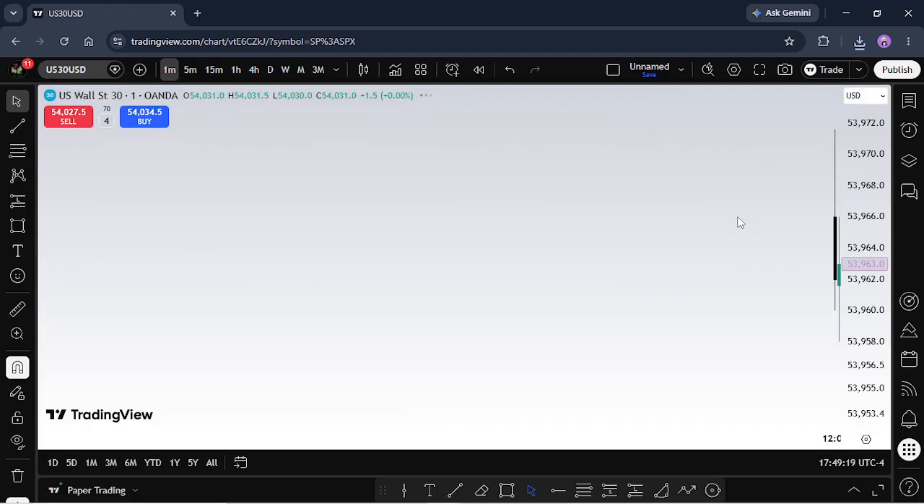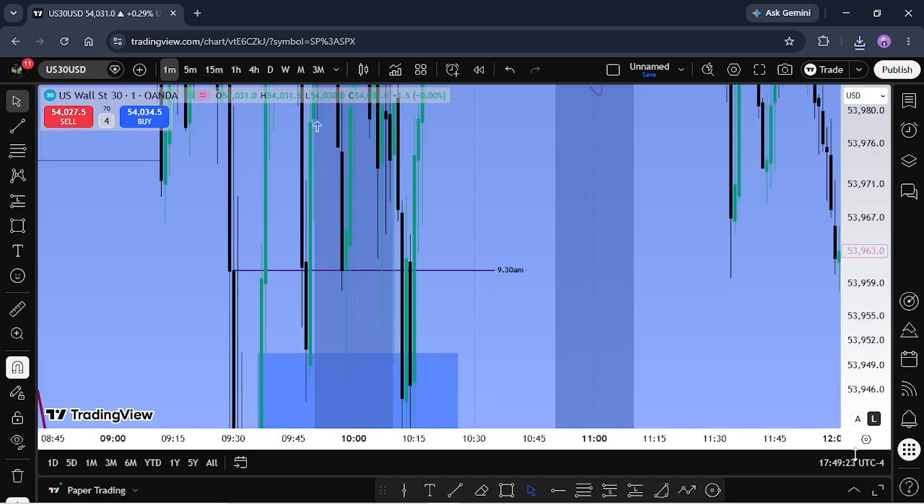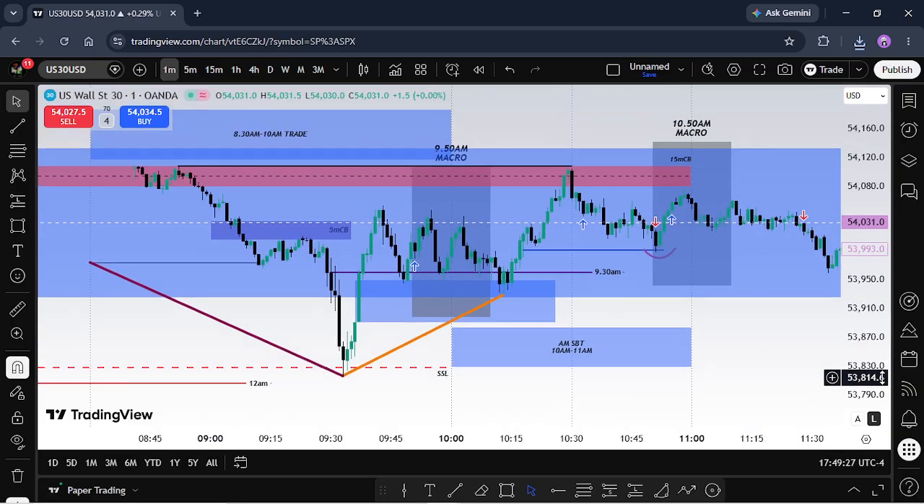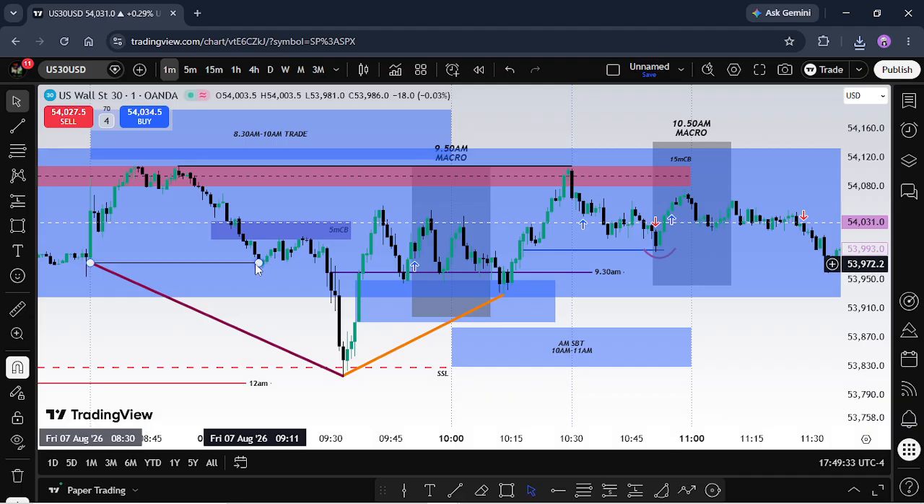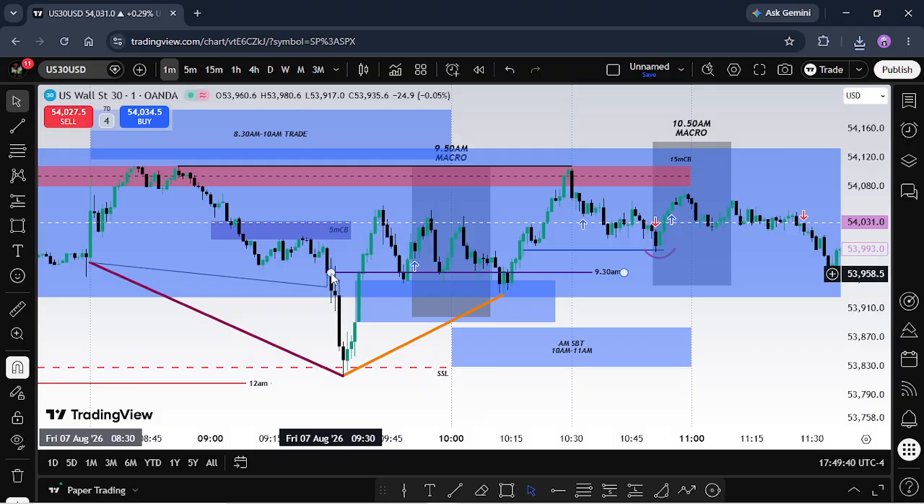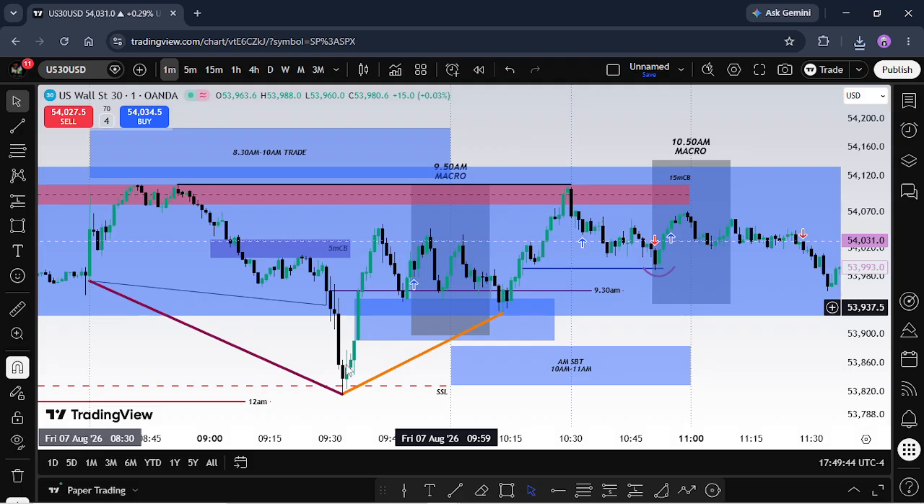Let's go to YM US30. I'll show you something. All right. So by the 9:30, look at this, 8:30. By 9:30, price was already down. So by the time the 9:30 candle opened, price just did a small retracement, then went down. So that's why I'm saying it was the weakest already before the 9:50 macro started.